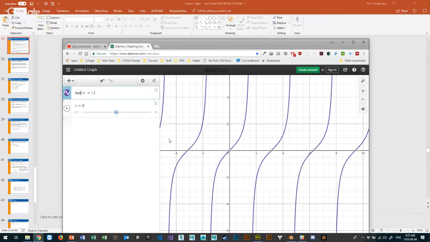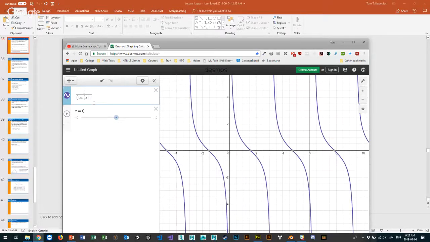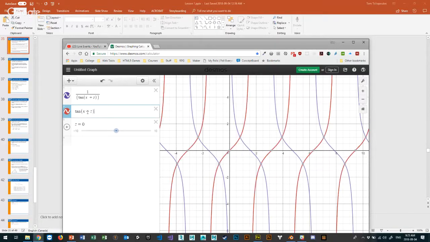Okay, let's see if I can do that. If I go 1 over, 1 divided by, sorry, I have to remember how this works. You have to remove this and put tan of x, and plus z, there we go. So now it goes the other way. To see that together, I can add another one in there. Let's see both of them together. I can do tan of x plus z, and you can see that they cross over.